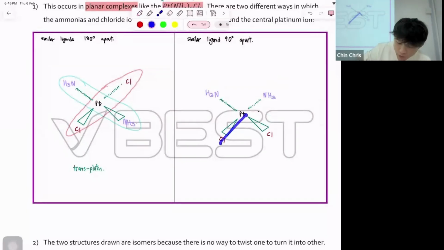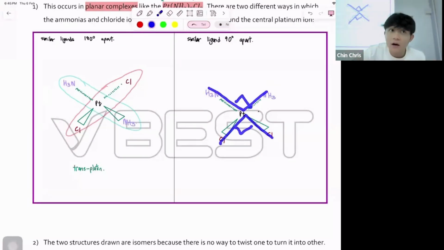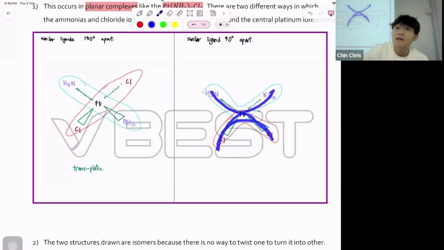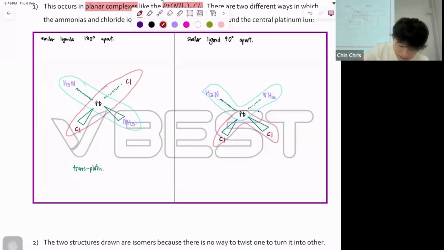So guys, do you see it's a 90 degree here? Do you see it's a 90 degree here? Okay, so guys, when it's a 90 degree, we call it a cis. Why? Do you see a C here? Can see a C. Okay, so guys, this is known as cisplatin. Done. Understand? Okay, so guys, the first one is super easy.